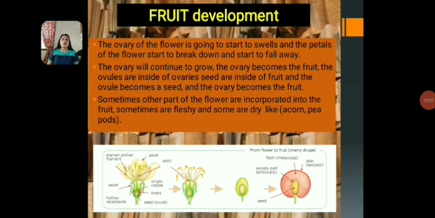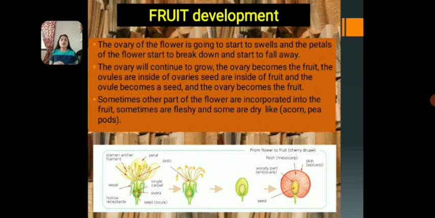Next, we have the fruit development. So let's see how the fruit develops. The ovary of the flower is going to start to swell, and the petals of the flower start to break down and fall away. So you can see in the image that it changes. The ovary will continue to grow and the ovary becomes the fruit. So the ovules are inside of the ovary, and the ovules become a seed and the ovary becomes the fruit.